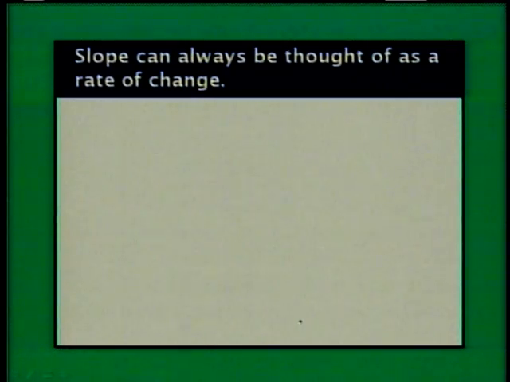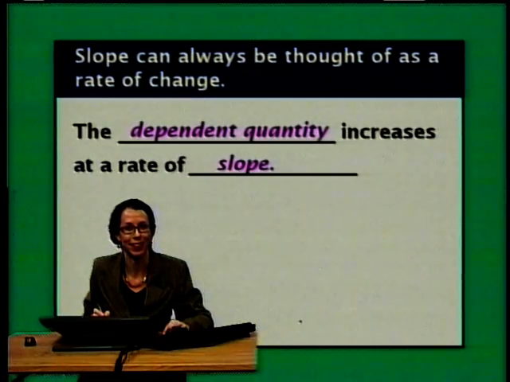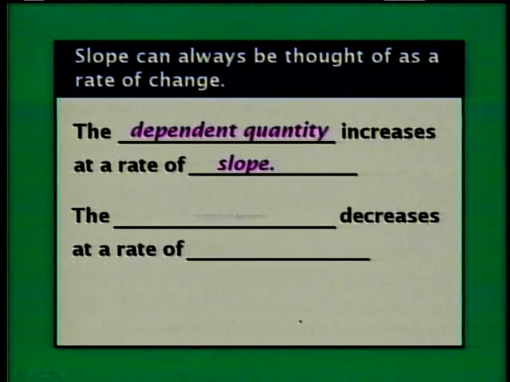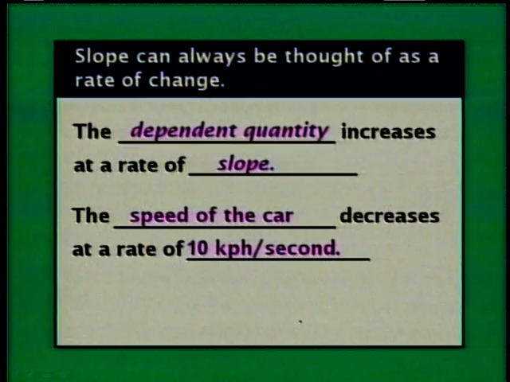So we talked about this in an earlier part of the lesson as well. Slope can always be thought of as a rate of change. So we might have something that's increasing, and we would say that the dependent quantity increases at a rate of the slope, whatever it happens to be. When we were looking at the speed of the car in this last example, it was the dependent quantity decreasing at a rate of slope. And remember, we need to think about the absolute value of slope. So in the example we just looked at, the speed of the car decreases at a rate of 10 kilometers per hour per second.